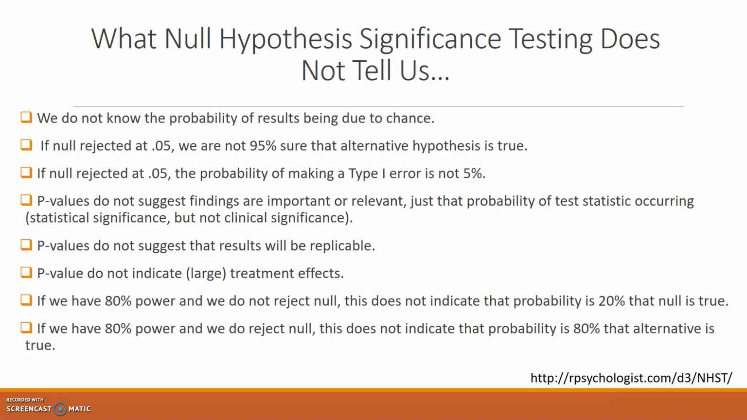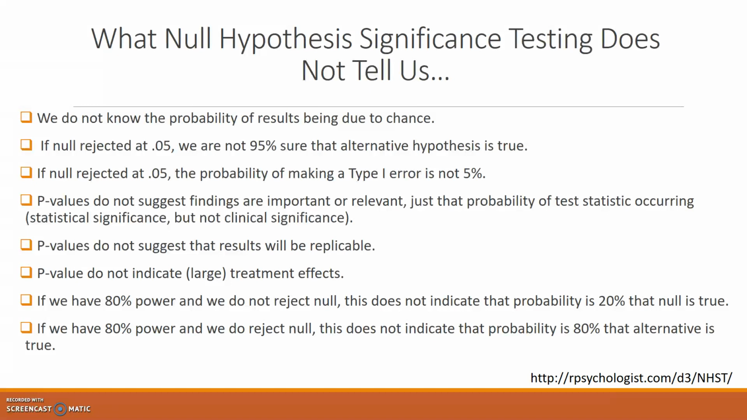These are some pointers derived from a website, Our Psychologist, a very informative website in terms of null hypothesis statistical testing. Some of the factors that it does not tell us: one is that we do not know the probability of results being due to chance. We're just saying, if we use a 0.01 or 0.05, we're willing to accept perhaps 1 or 5 times out of 100 that results are going to be due to chance, but we don't really know the likelihood of these results being due to chance. We just have our test statistic, and we're comparing that to a critical value.